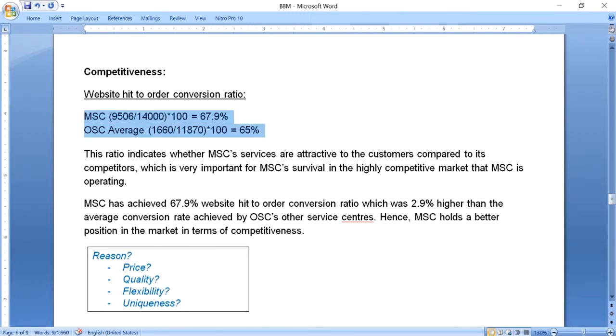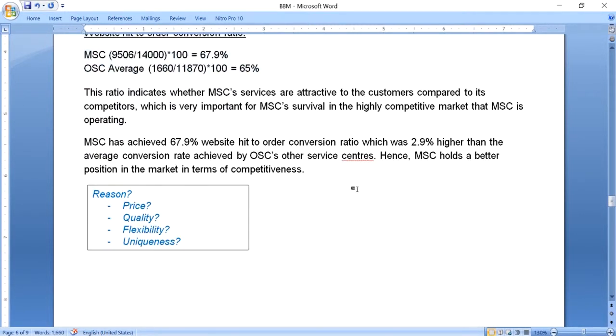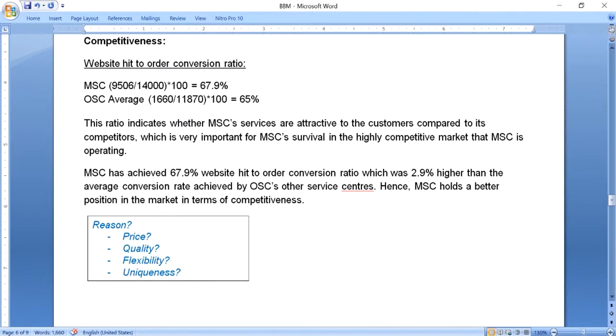Now what we need to do is support our statement with information from the context. Now here we sometimes struggle, because what could be the reasons? Now think logically. How do you find something very competitive? It could be due to the lower price point, or it could be due to the higher quality provided. It could be due to the flexibility of that particular service, or it could be due to the uniqueness.